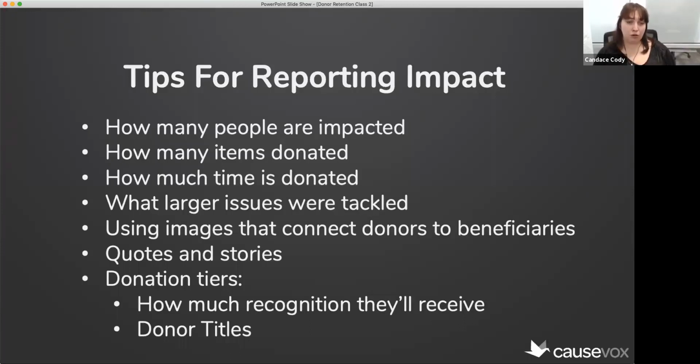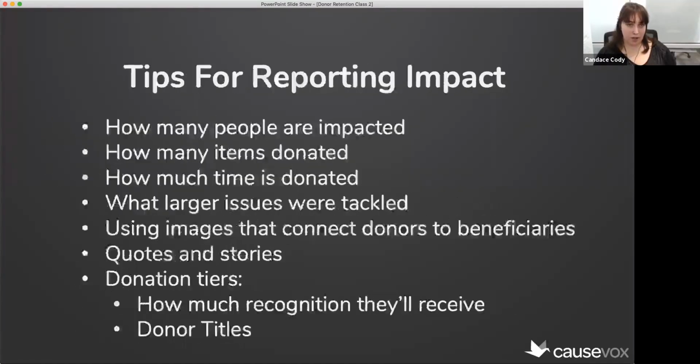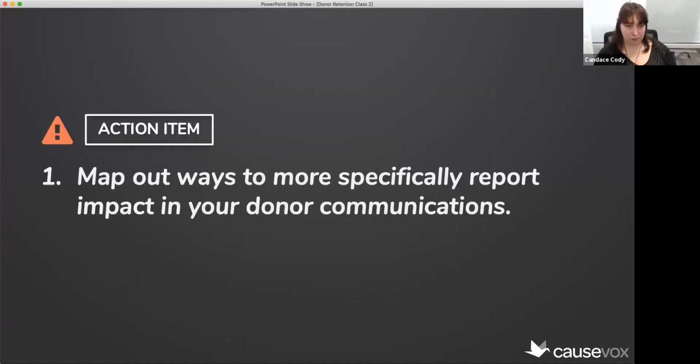Or as an alternative, you can create donor titles. So you can think of this as bronze, silver, gold. Or you can become a little bit more creative with it, like Stupid Cancer does, with partner, advocate, etc. So these are ways that you can still tie dollar amounts to impact, basically through recognition. Okay, so as an action item for you, you're going to want to take a look at the ways that you currently report impact and map out more ways you can report impact in your donor communications, including on your website.